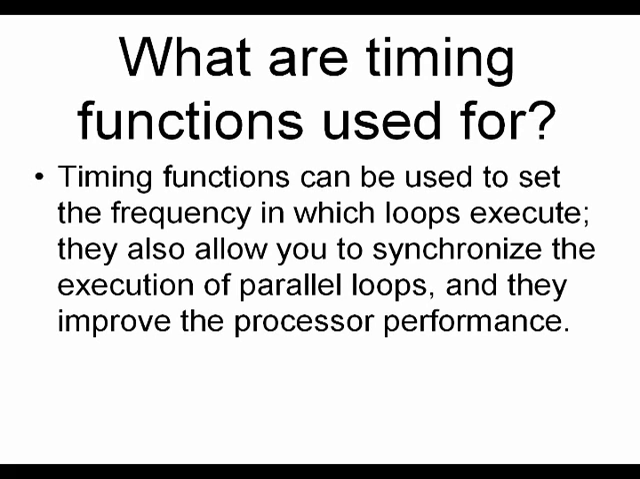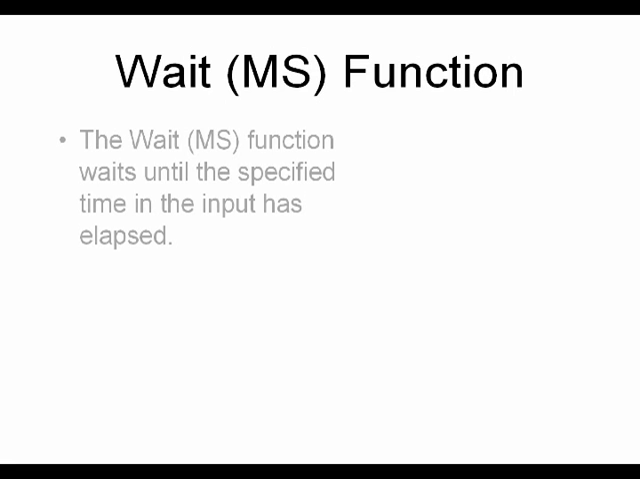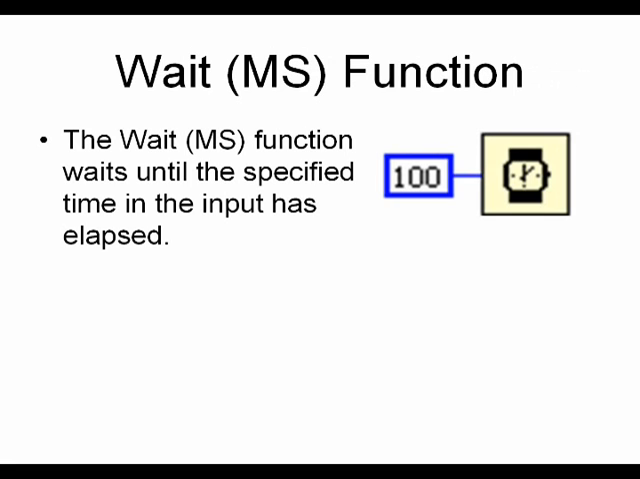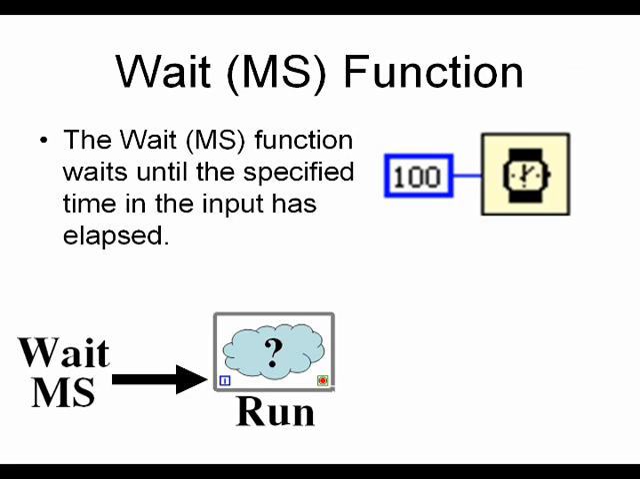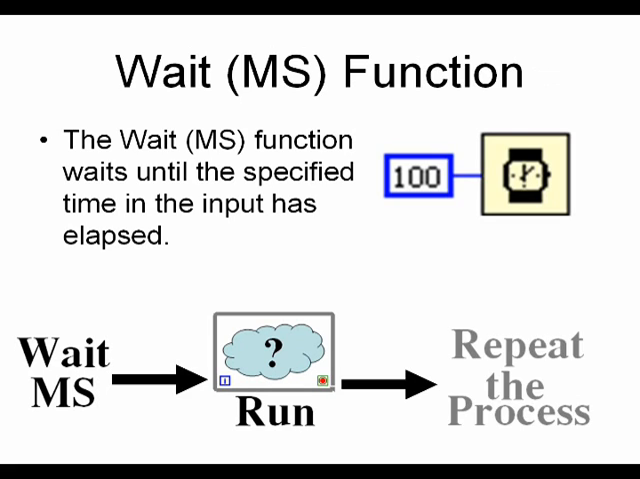Let's see some of the most important functions from this group. We first have the wait millisecond function. This function waits until the specified time in the input has elapsed. In this example we have 100 milliseconds in the input, so we would first wait the 100 milliseconds, then run whichever subdiagram we have in the structure in which we place the function, and then repeat the process. So we would first wait 100 milliseconds, then run the subdiagram, then wait again 100 milliseconds for the next iteration, and run the subdiagram again.